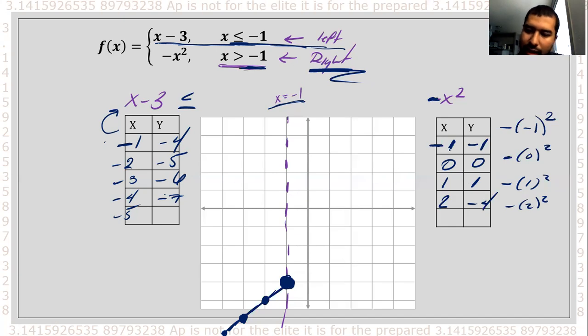So all we're going to do is plot these points. So I got -1, -1. I'm going to leave it open because you can only have one solid dot. The next point is 0, 0. Those I can make solid. And I got 1, 1. Everything else will be solid. And 2, -4. Jump down over here. 1, 2, 3, 4. Sorry about that.